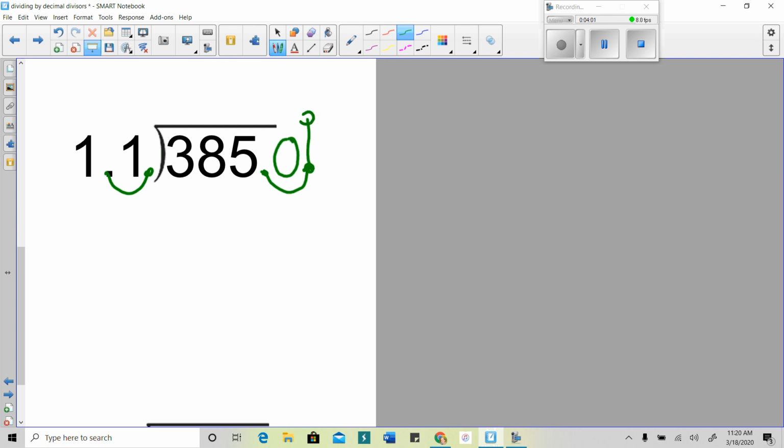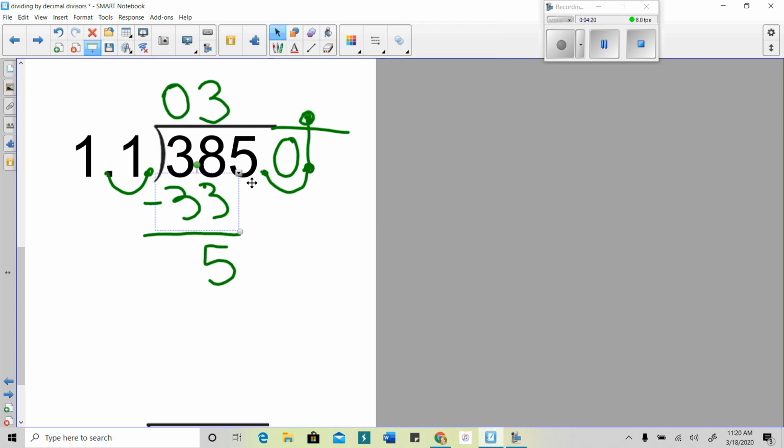My decimal is going to end up being right there in my solution. So now I'm going to divide 11 into this number. So 11 will not go into the 3, but it will go into 38 3 times. Take away the 33. We get 5.